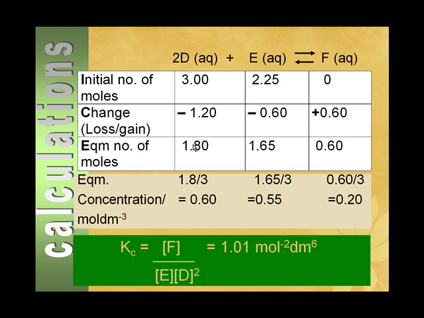The Kc expression would be the concentration of F as the numerator, and the concentration of E multiplied by the concentration of D raised to the appropriate power as the denominator. If you substitute all the values inside, you should be getting a value of 1.01, and the units of this Kc value is mole to the power minus 2 dm6.